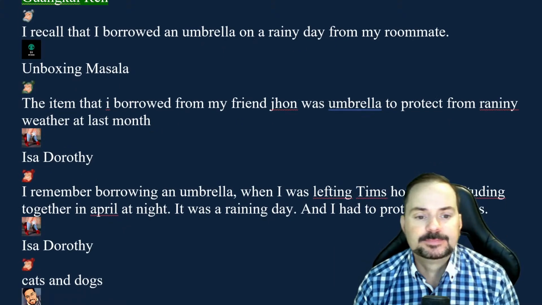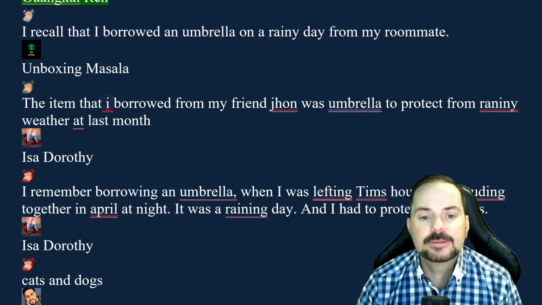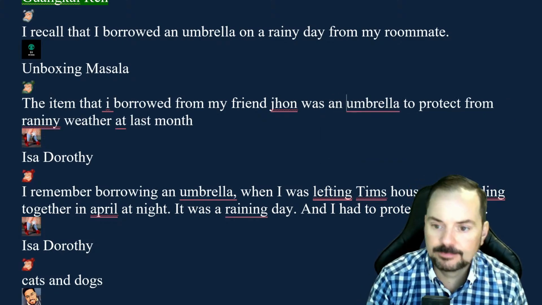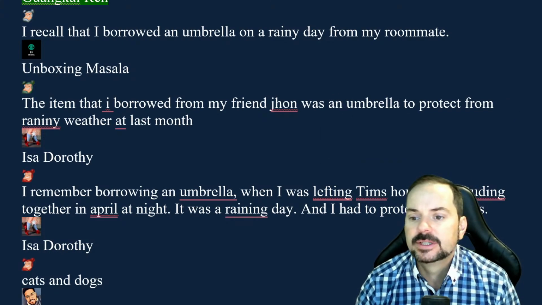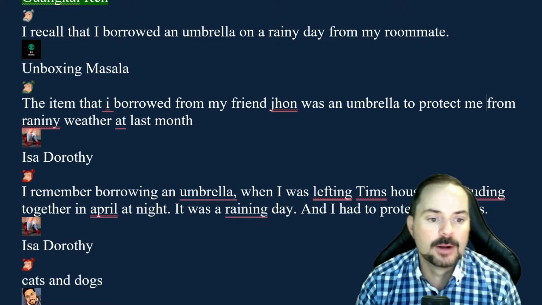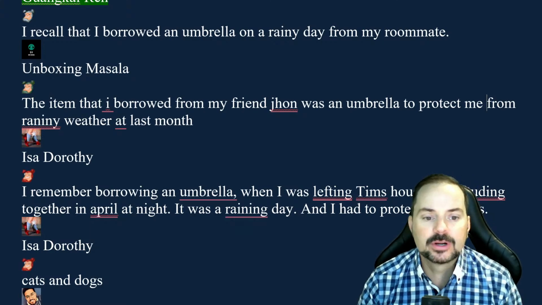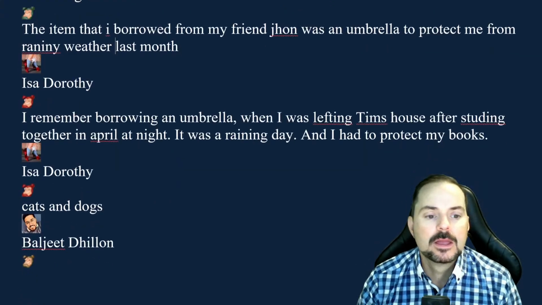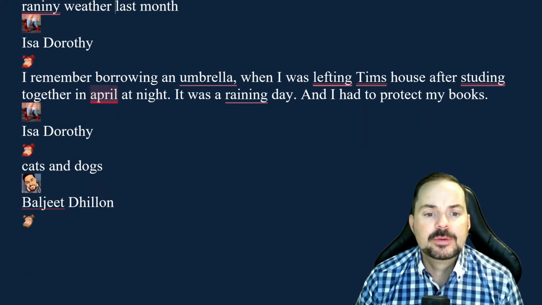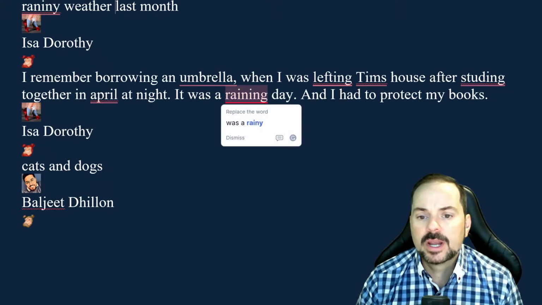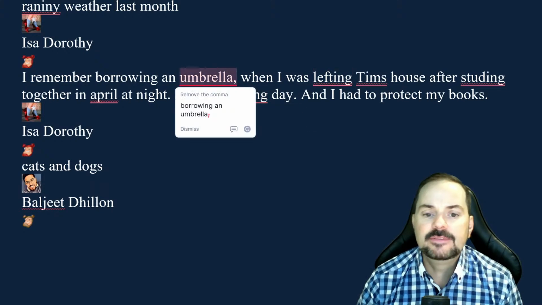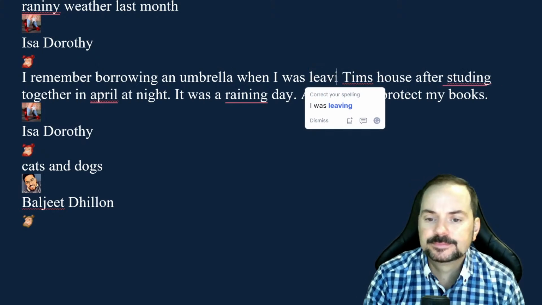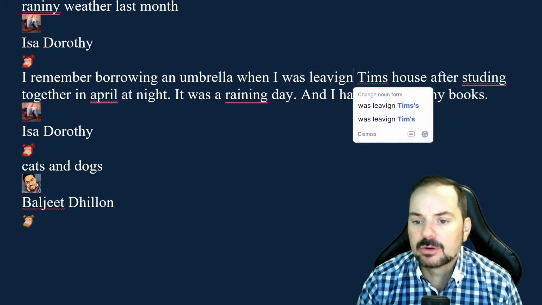That's much better. Masala says, the item that I borrowed from my friend John was an umbrella to protect me from rainy weather last month. No at. Okay. Isa, I remember borrowing an umbrella when I was leaving. Okay, not lefting, leaving. Tim's house.